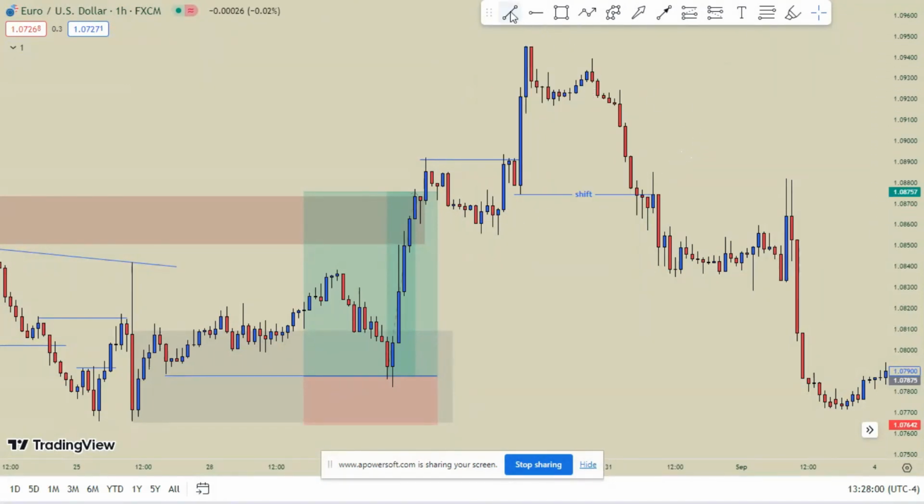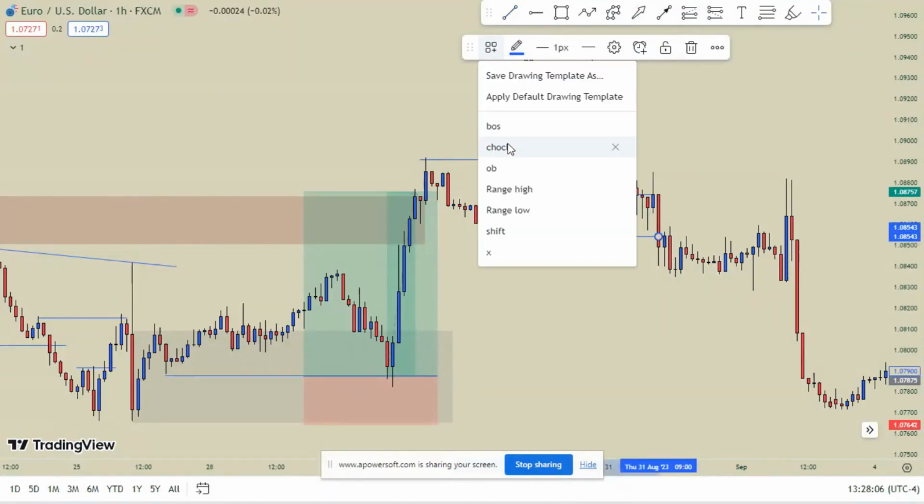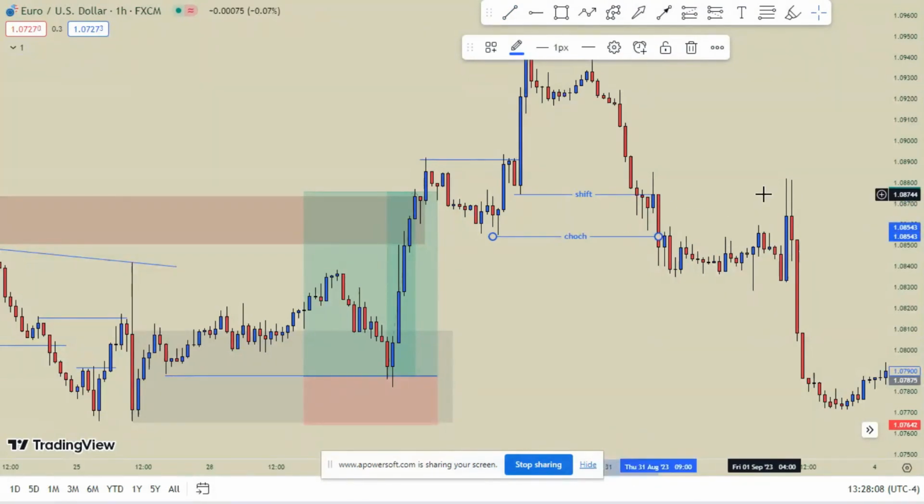That is a market structure shift. This is our change of character. For me, I normally differentiate them. And now, yes, it really depends. By the way, these concepts depend on how you are used to marking up your charts, and on what a market structure shift means to you and what a change of character means to you.